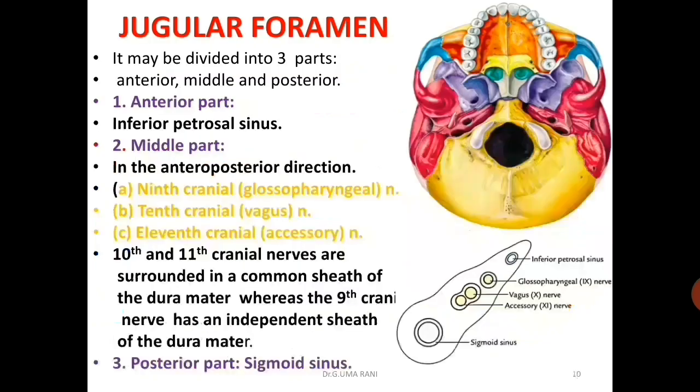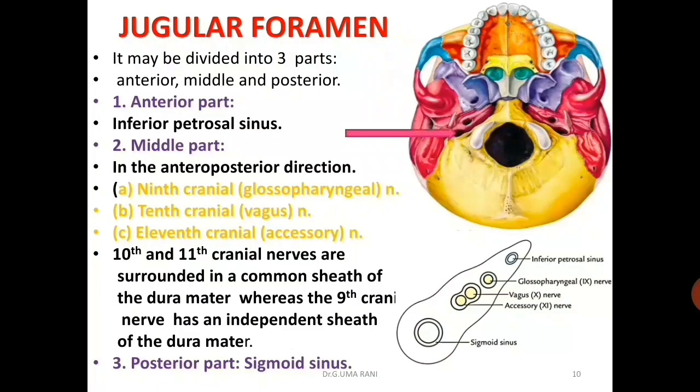So the next important foramen is the jugular foramen. It is also located in the petrous part of the temporal bone. The arrow represents the jugular foramen, and hence the petrous part of the temporal bone has three foramina: foramen lacerum, jugular foramen, and carotid canal. The jugular foramen is divided into three parts: anterior, middle and posterior parts.